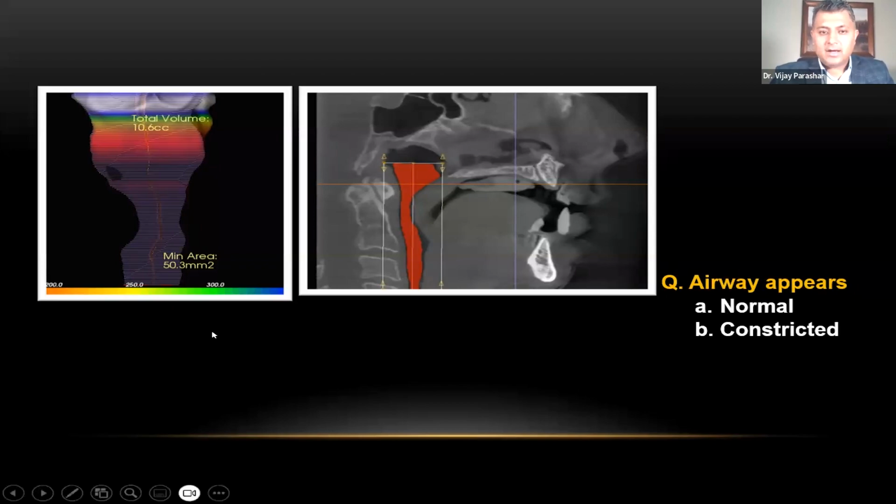So here we have an airway. We are talking about airway. So if you see something like this tomorrow morning in your practice, these are the numbers where we have total volume of 10 cc's, minimum area 50 millimeters square. What do you guys think? Is this normal or constricted?